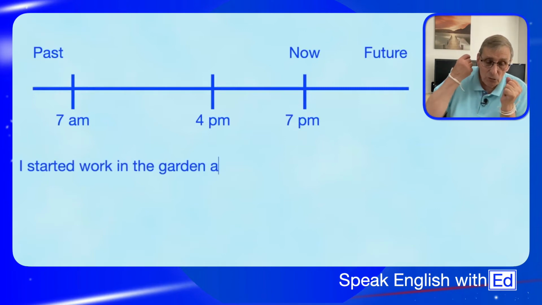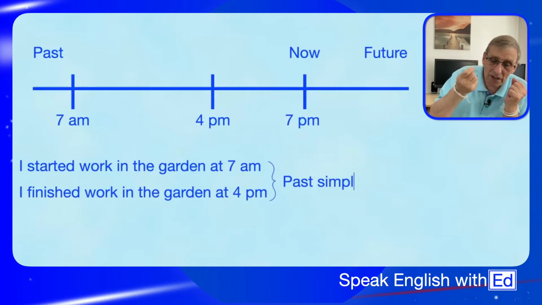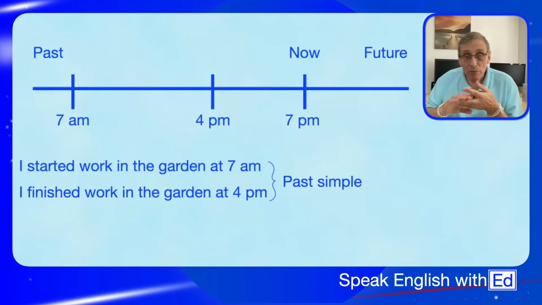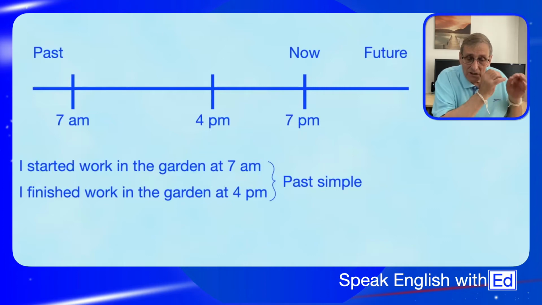So if you want to talk about the specific time, you use the past simple. So I started work in the garden at 7 a.m. You're talking about a specific time, and it's something you've done, so you use start.